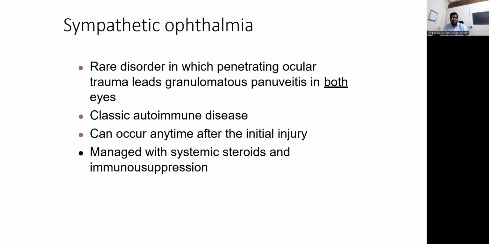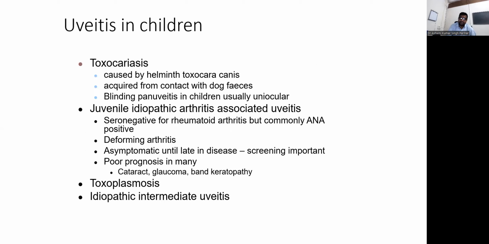Sympathetic ophthalmia. This is a rare disorder which occurs when there is penetrating ocular trauma to one eye, which then leads to the development of granulomatous uveitis in the other eye. That condition is known as sympathetic ophthalmitis or sympathetic ophthalmia. It's a classic autoimmune disorder. It doesn't occur simultaneously; it can occur any time after the injury, usually from 10 days to 6 months after the injury to the one eye. It's managed with immunosuppression as well as steroids.